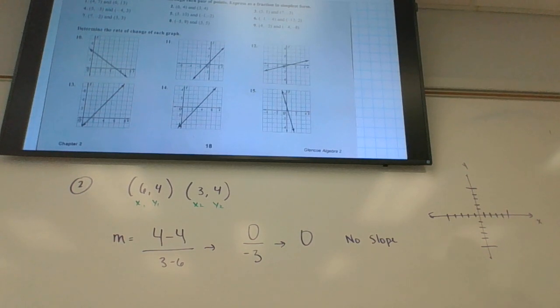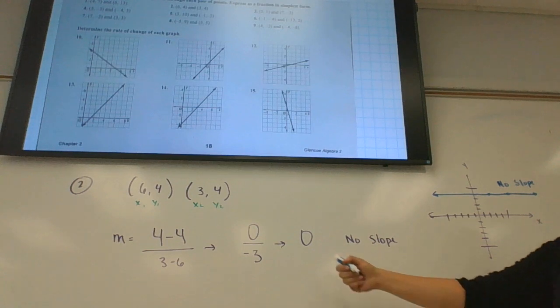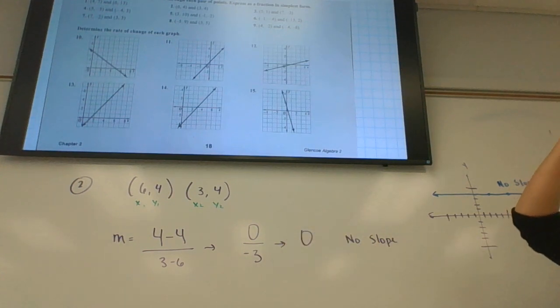So these points are at (6, 4) and (3, 4). Since they're lined up horizontally like that, this line just has no slope. It's like Florida. It's flat. It's a straight line. So a zero up top means that it doesn't rise at all. Flat.